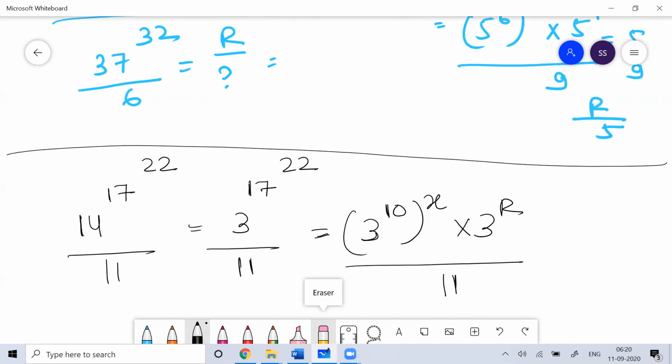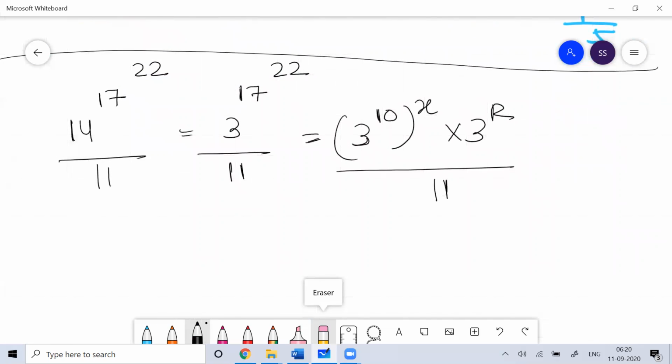Now what power can I consider? Ultimately I need to divide 17 to the power 22 by 10, and I need to know the remainder. Okay, if you want to divide a number by 10, ultimately you have to find the unit digit. So the unit digit here would be 9.